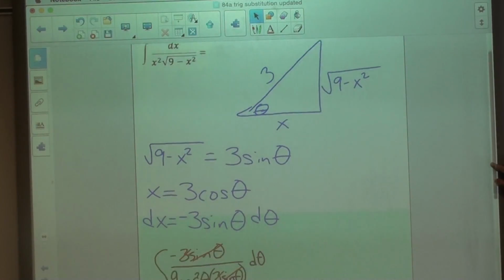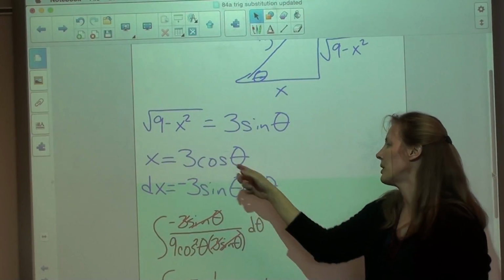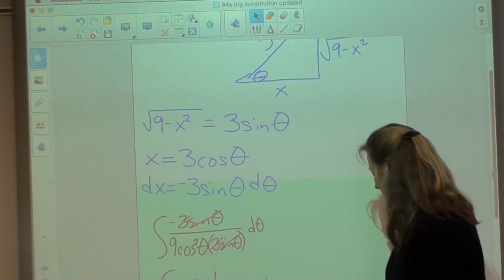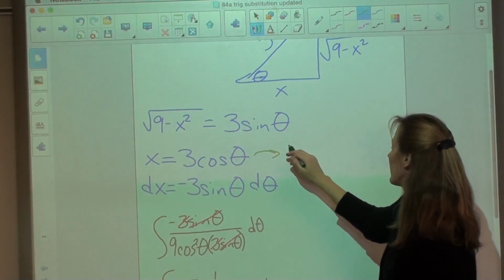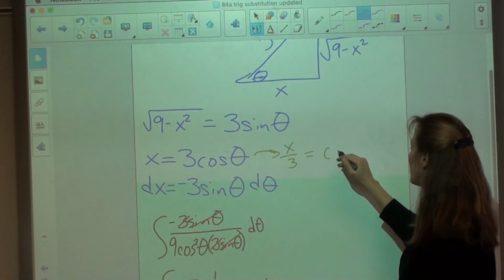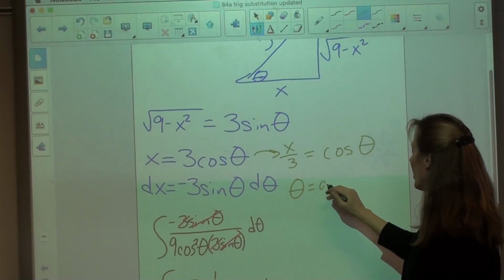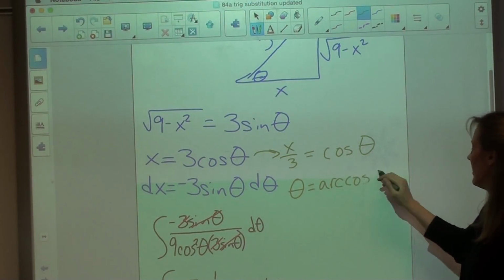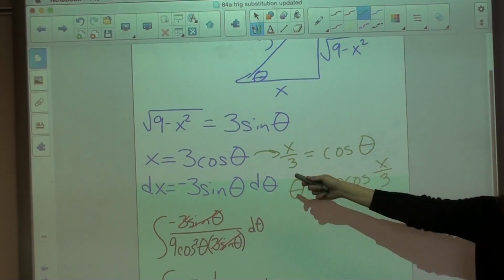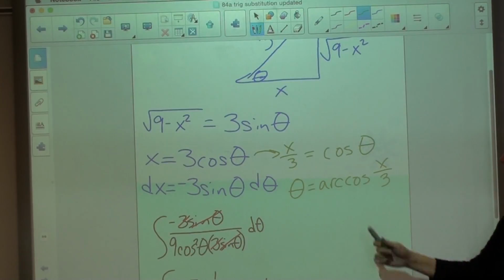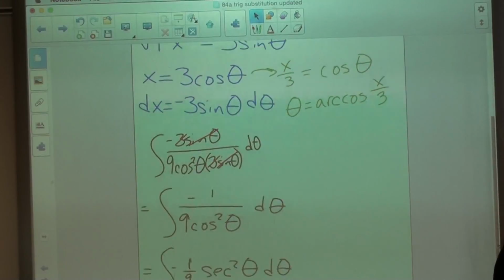So we go back to our original problem and we say, all right, let's look at this one. If x is 3 cosine theta, that means if I divide by 3, I get x over 3 equals cosine theta. So theta is the arc cosine of x over 3, taking the arc cosine on both sides. Okay. So now I go back down and I replace theta with arc cosine of x over 3.